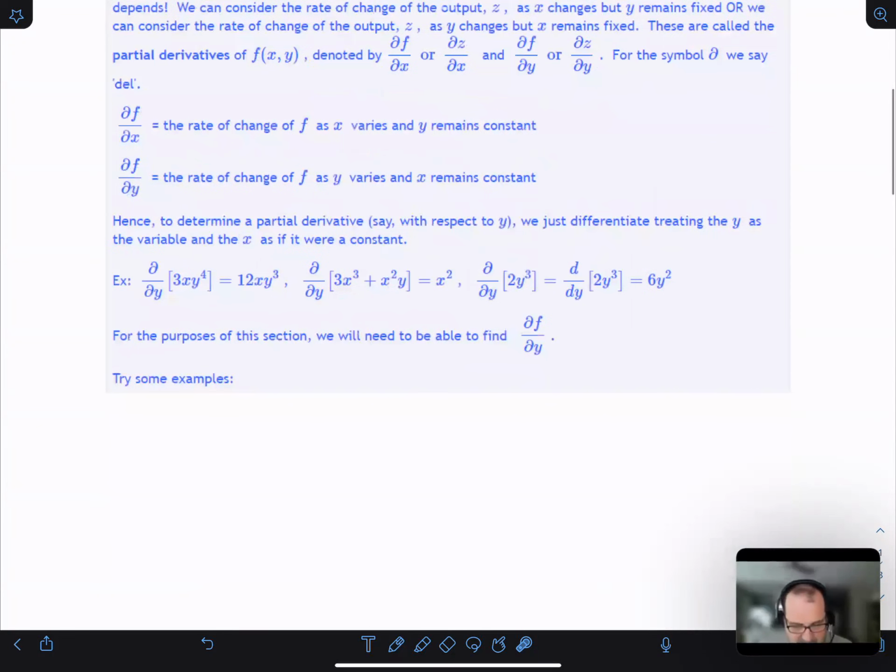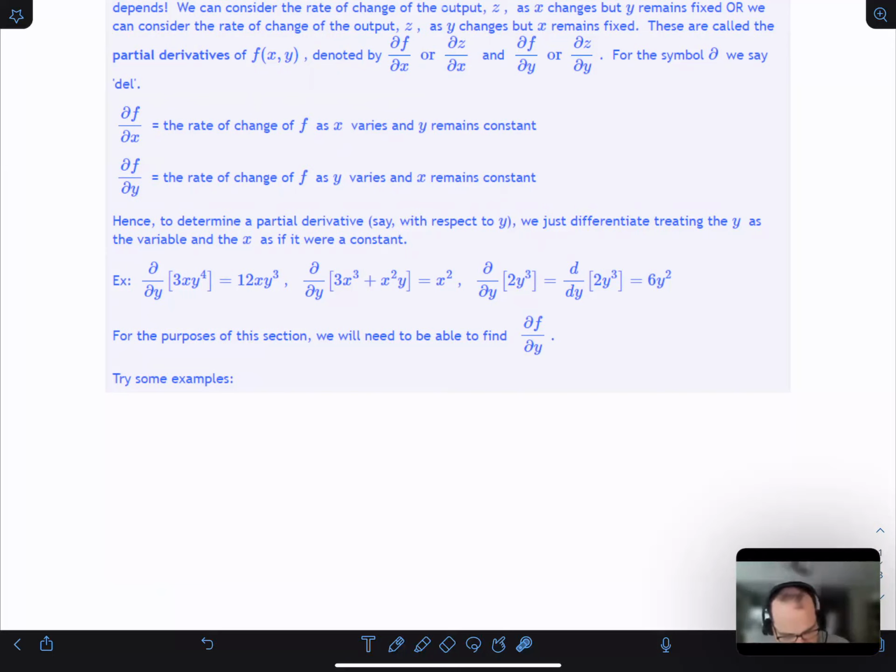Now, how do we find del f del y? This is actually quite easy. If you can differentiate, you can find partial derivatives. The idea is to find del f del y, just remember that we're considering y being the thing that is variable and x is the thing that is fixed or constant. So you basically take your function f of x, y and you differentiate it as if y was the variable and x is a constant.